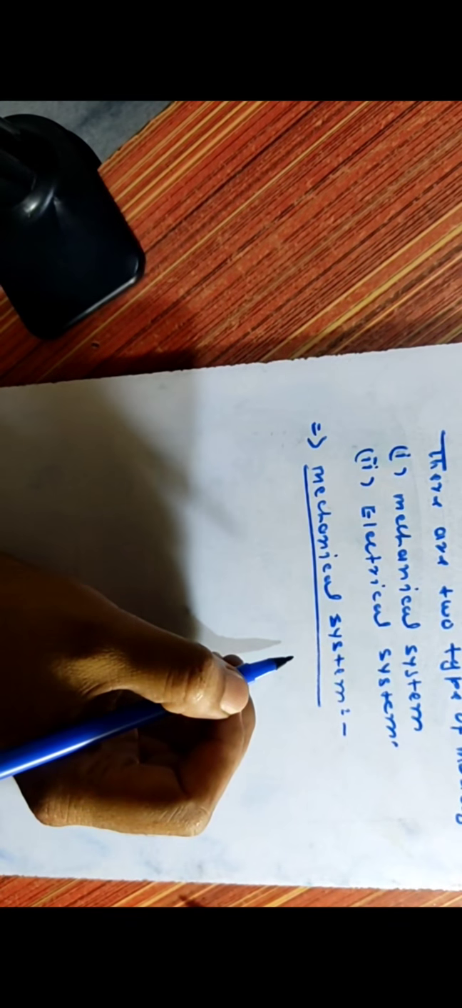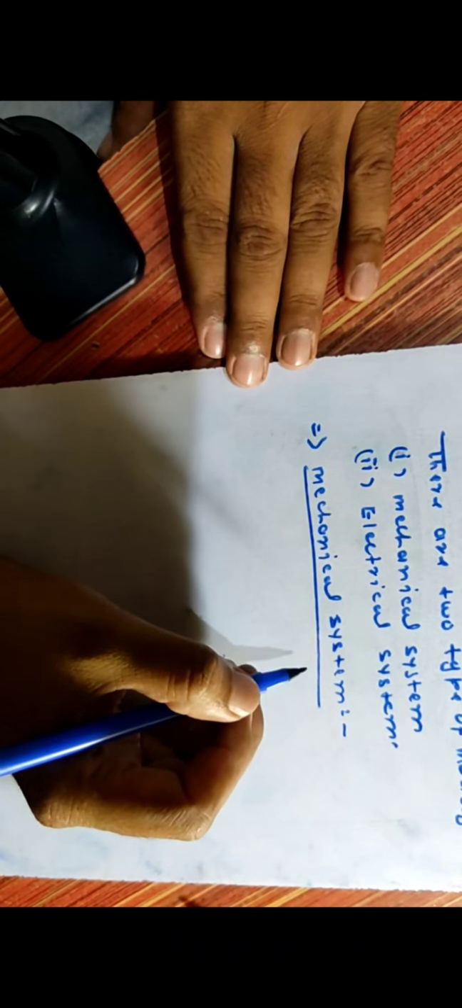Mechanical systems. What is a mechanical system? All the mechanical elements, mass element, damper element, and spring elements, connected for a controlling purpose in a system is known as a mechanical system.